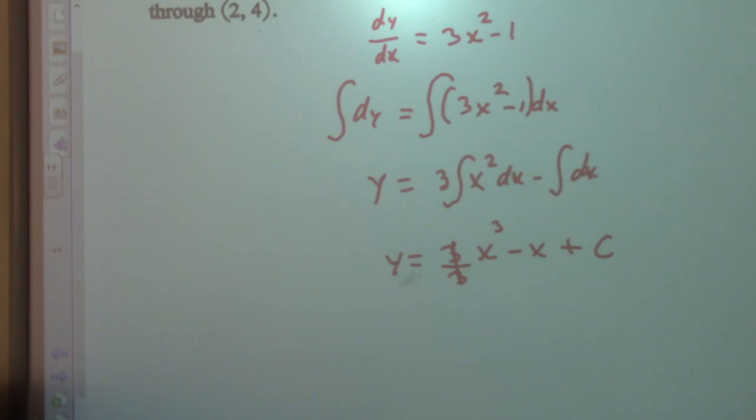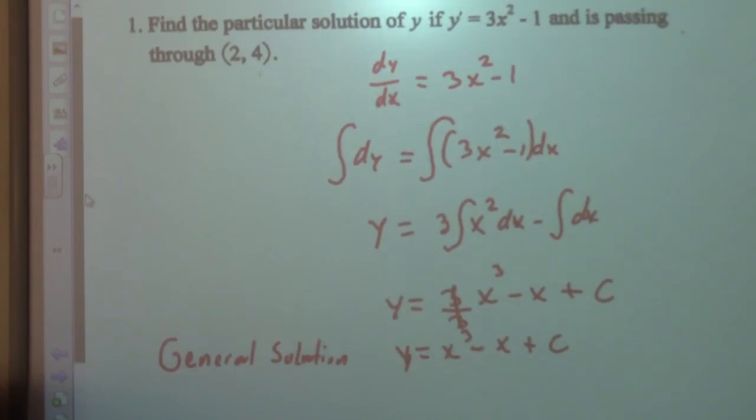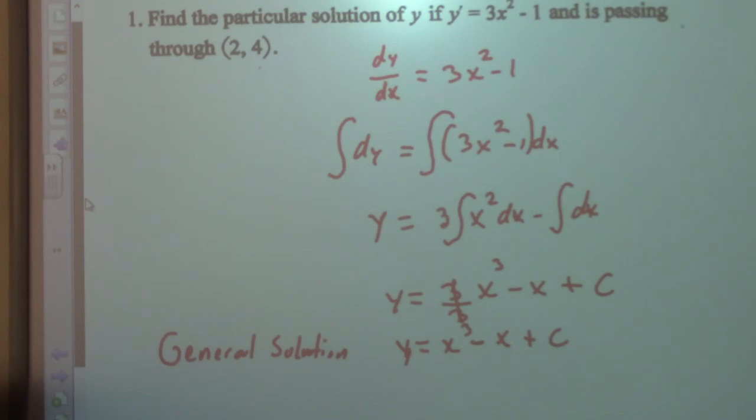And so this thing right here, y equals x cubed minus x plus c, is called the general solution. We call it general because c is a constant, whatever it is. We don't know what it is. But to find a particular solution, what are we going to do next? What does it tell us to do in the note card instructions?